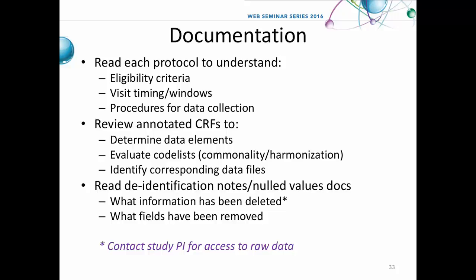The other thing that's very important is that there are documents explaining what has been done to the data in the de-identification process. So those are the de-identification notes. There's also a new document for some of the recent studies called the nulled values document. And there's lots of fields that get nulled. For example, site. You're not going to get site ever. So site will be in all the data sets, it will be blank, and the document called nulled values will show you that.